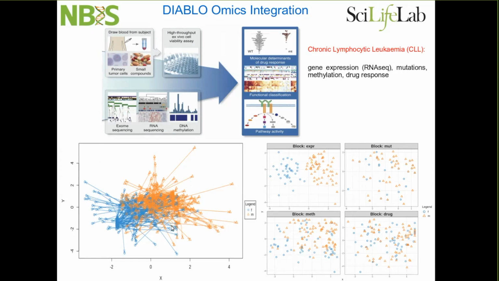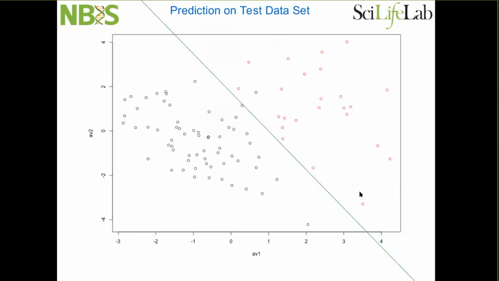And here in this latent space, you can clearly discriminate between females and males, while using individual omics, sometimes it's questionable whether you can actually achieve this. Only gene expression shows a clear difference, but for other data types, the difference between males and females is less obvious.